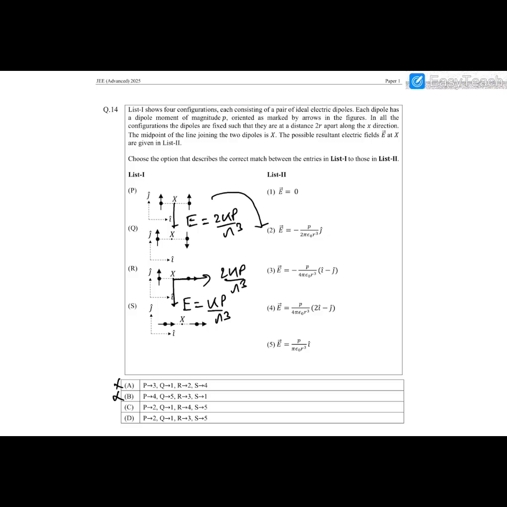So the correct matching will be 2 kp by r cube i cap and minus kp by r cube j cap. So the correct matching of R will be option 4th. So we can say that the correct answer will be C. Now let's move on to the next question.